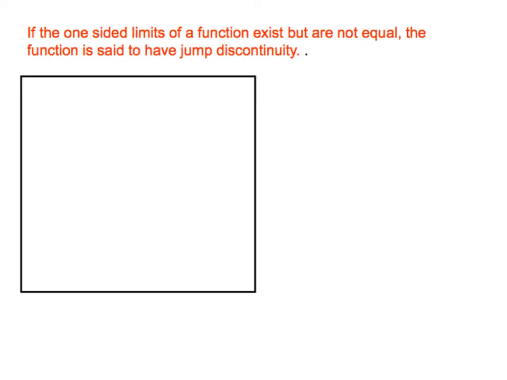So removable, aka hole. The next type: if the one-sided limits of a function exist, but they are not equal, the function is said to have a jump discontinuity. There are a couple of different scenarios here, but this would be one of them. At this value of c, the left limit and the right limit are not the same.